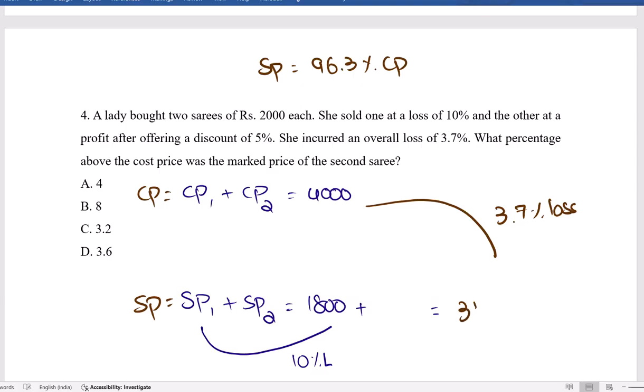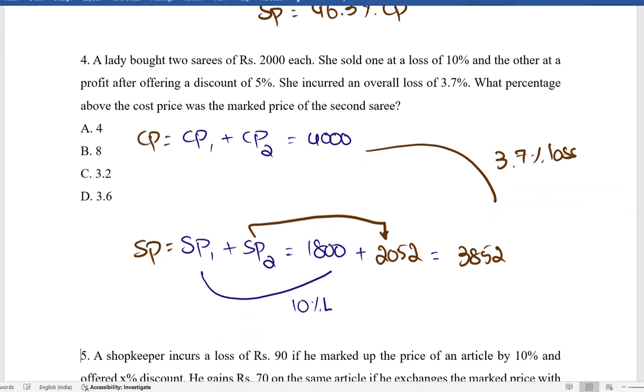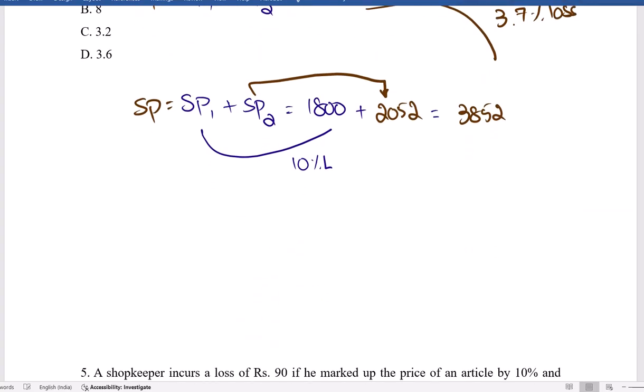I want 3,852 here. So this will be 2,052. What is that? Selling price of the second one. Selling price of the second one is 2,052. Now, what is the question here? See, just focus on the second one only, the second item. Second item cost price is 2,000.